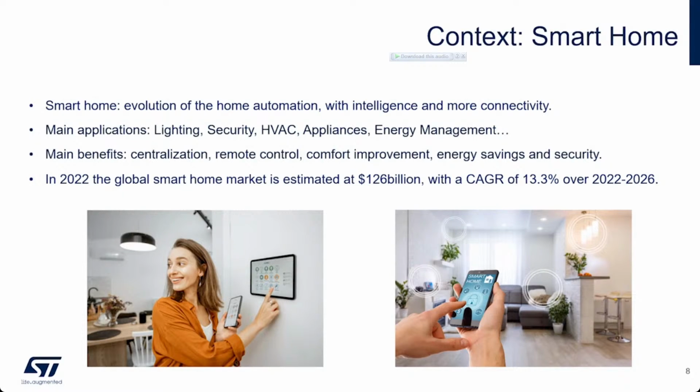The main benefits of a smart home are centralization and remote control, comfort improvement, energy savings, and security. Interest in smart home devices has been increasing. In 2022, the global smart home market has been estimated at $126 billion, growing at a compound annual growth rate of 13.3% over the 2022 to 2026 period, reflecting consumers' interest and need for connected homes. It's increasingly common for a home to have a connected thermostat, video camera, or smart bulbs.